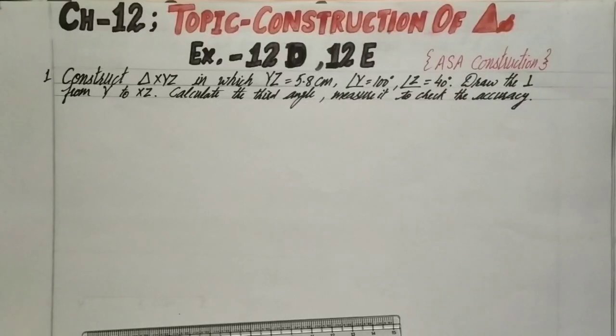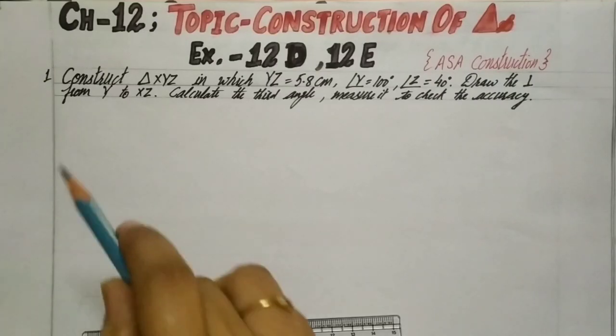Today we will continue with the same topic, construction of triangles, under which I will teach you how to construct triangles using ASA and RHS construction criteria. Now let's start with the first question.